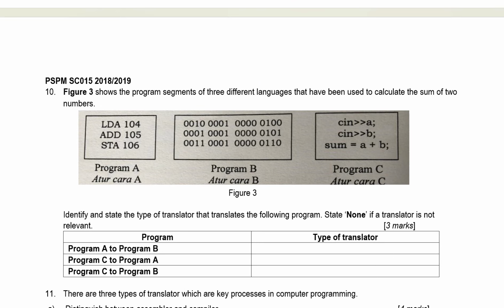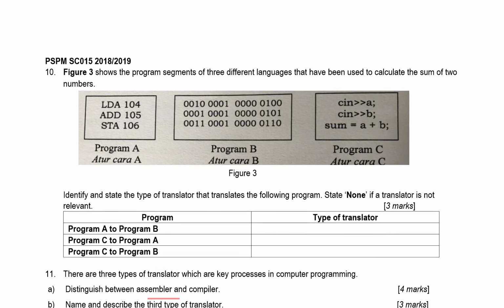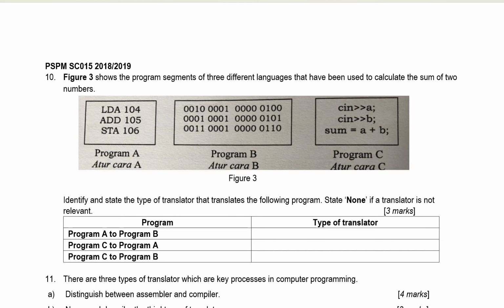From the question given, for question number 10, identify and state the type of translator that translates the following program. State none if a translator is not relevant. A to B. As I told you, this one is a mnemonic. A to B, of course, is assembler.